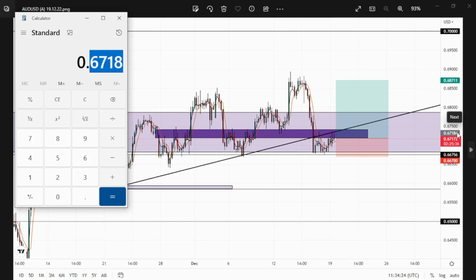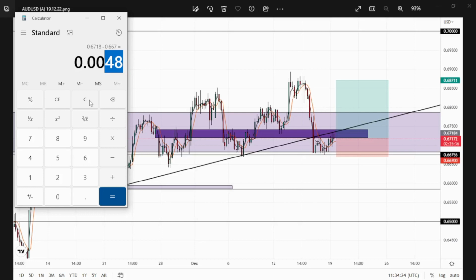So 0.6718 minus 0.6670. What do we get? 48. So this is the number of pips my stop loss is further away from my entry price. If I opened a lot of 0.01, I would be losing $4 on this trade. You can see that this risk is good.